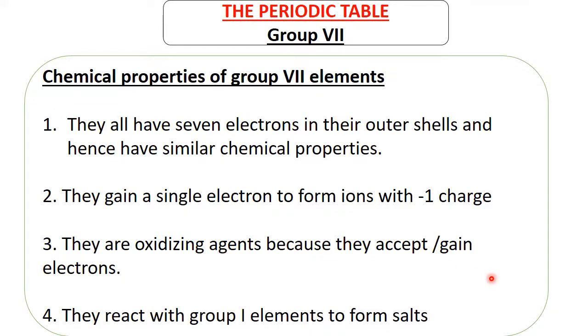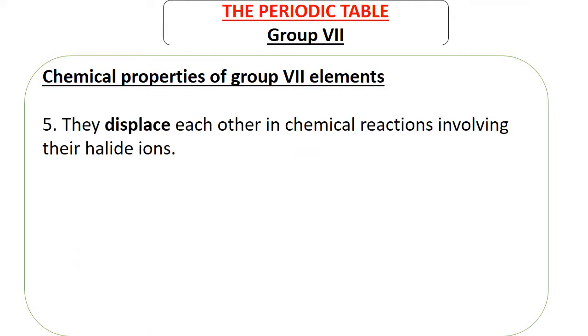They react with group 1 elements to form salts. This we discussed when we were talking about group 1 elements. Group 7 elements displace each other in a chemical reaction involving their halide ions. Halides are just ions of halogens. So group 7 ions that are formed from group 7 elements are called halides.